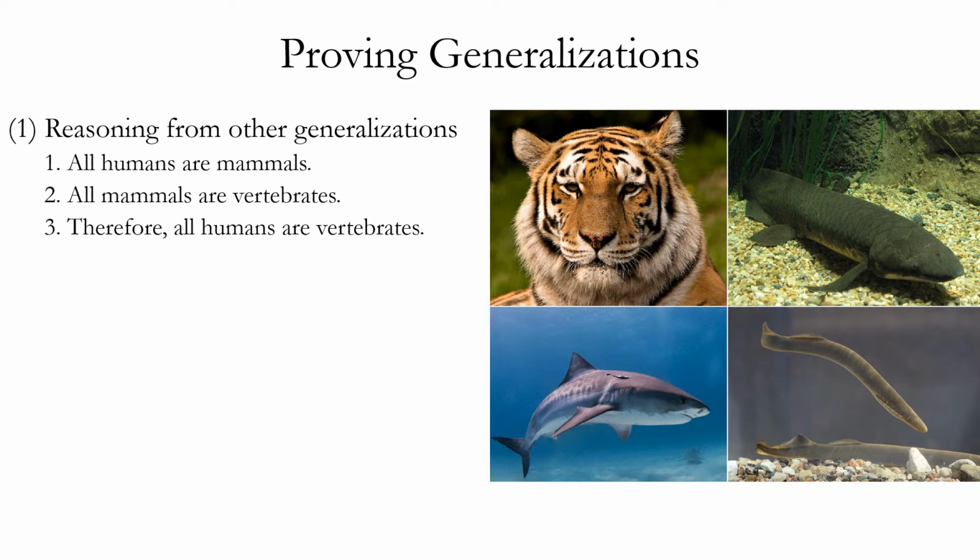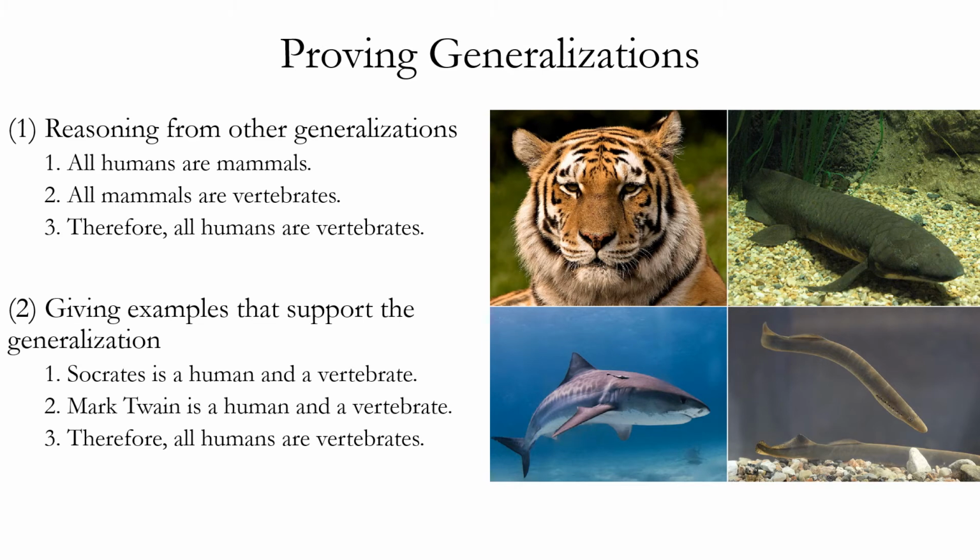So let's give an example of reasoning from other generalizations. All humans are mammals. All mammals are vertebrates. Therefore, all humans are vertebrates. This is a logically valid argument, but notice it does not involve giving particular examples to support the generalization.